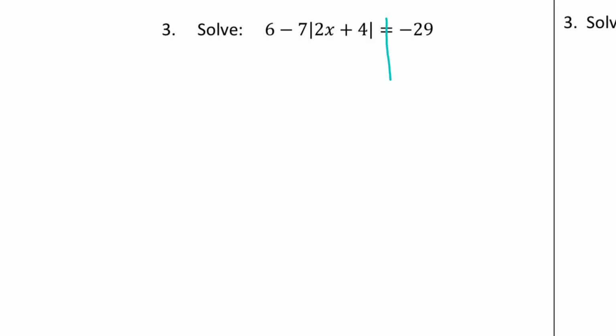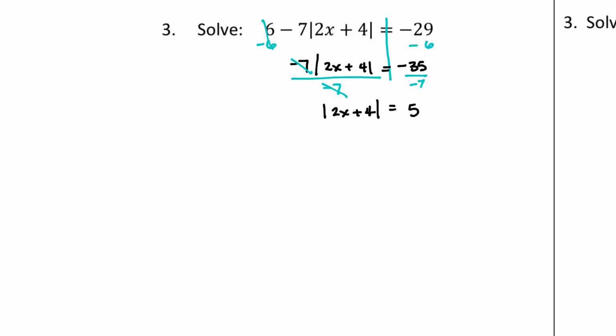Okay, so here's your center. Let's get rid of the extras. And we have negative 7 times the absolute value of 2x plus 4 equals negative 35. Now divide by the coefficient, which is negative 7, and these cancel. So now we have the isolated absolute value. So the absolute value of all of that is equal to 5. Now it's isolated, and we can split it.